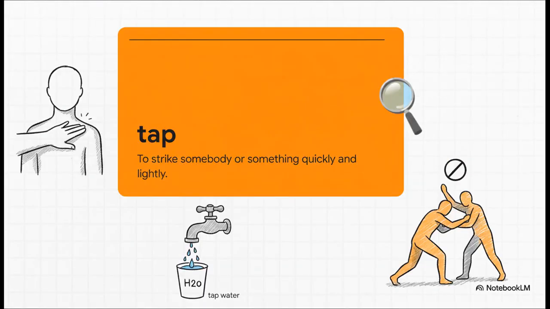Let's look at the word tap. Now, tap is interesting. First, as a verb, to tap means to touch something lightly, like tapping your fingers on a desk. But tap can also be a noun. The thing in your sink that water comes out of, that's a tap. And we call the water tap water. And finally, you might hear the phrase to tap out, which means to give up, especially in sports like wrestling.